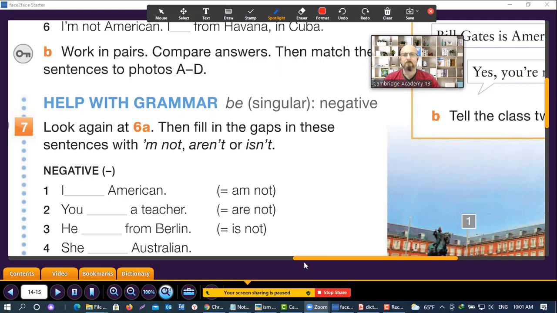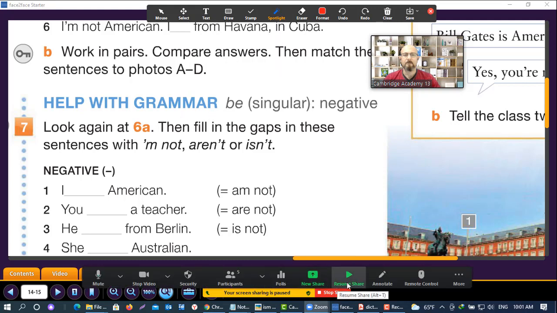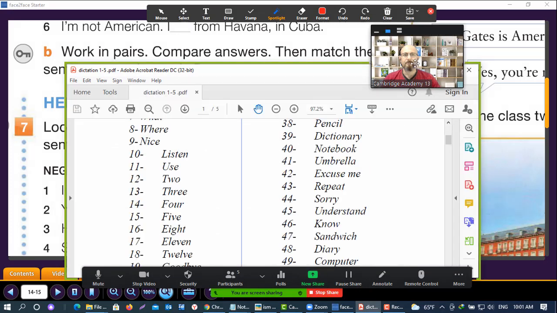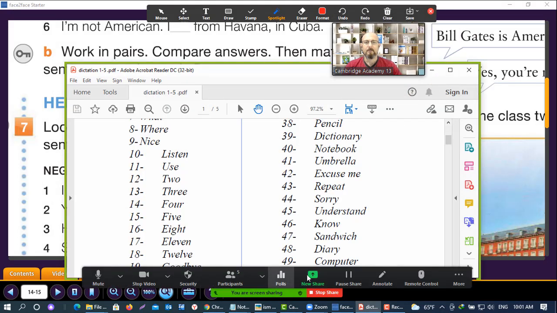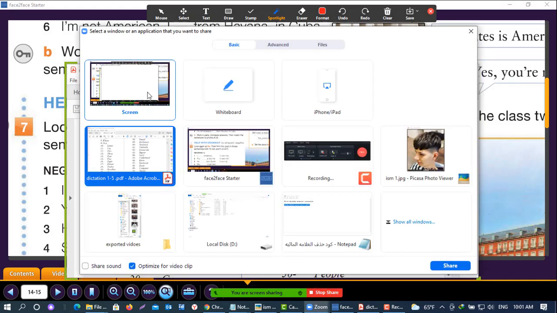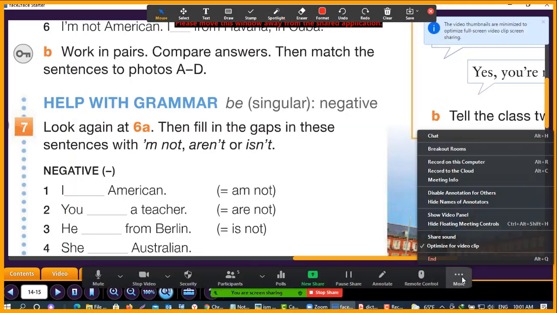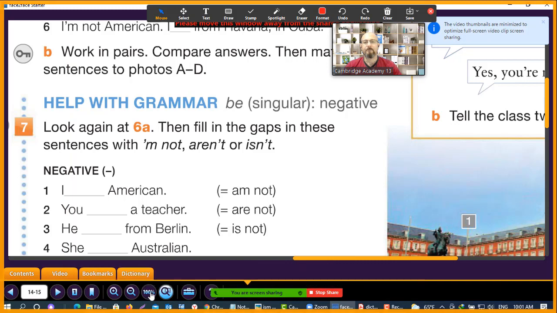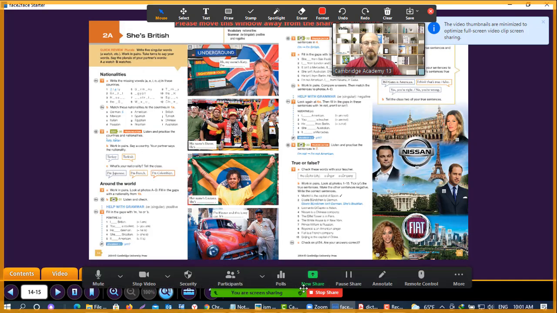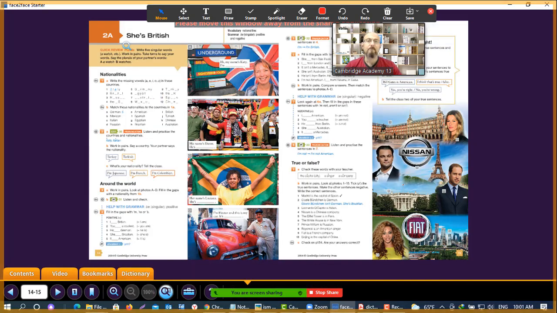Teacher, the picture on the wall. Yeah. Okay, sorry. Okay, so again, guys, can you see the book now? Yeah.